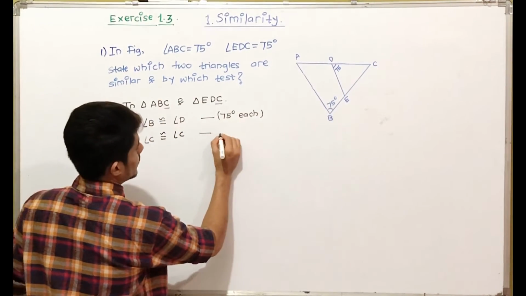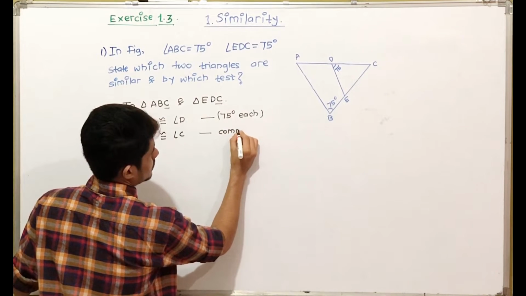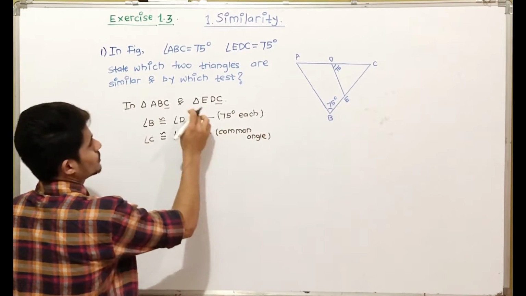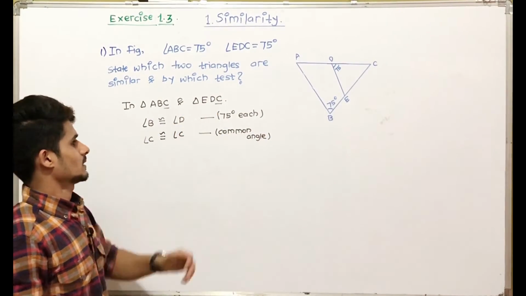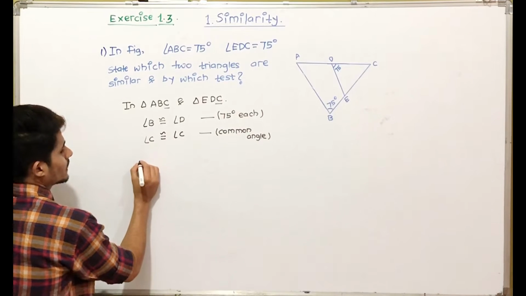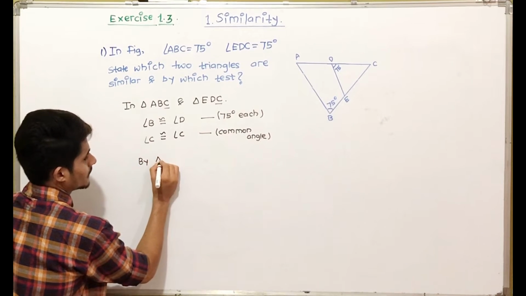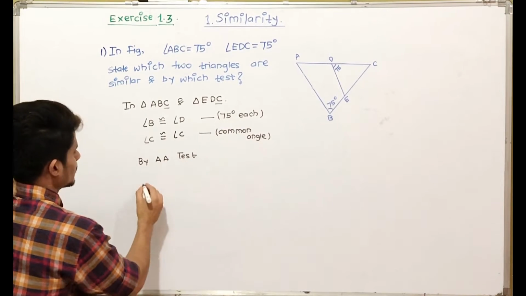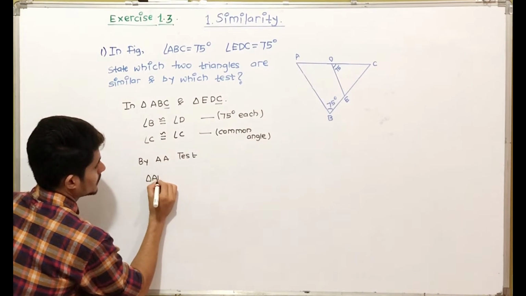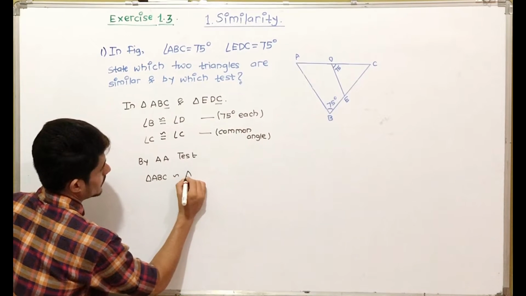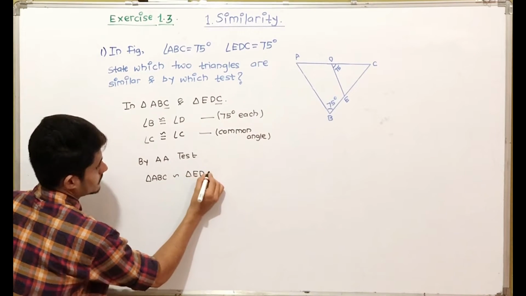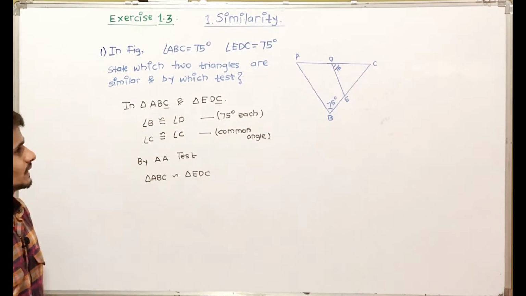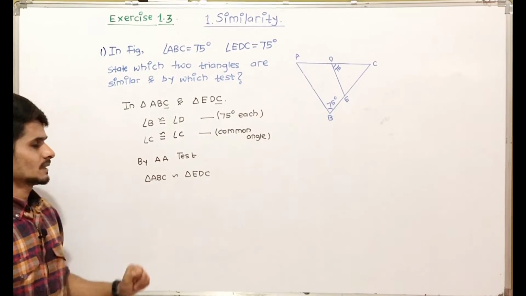Why? Common angle. Angle C is common in both the triangles. So now we can say that by AA test, that is angle test, triangle ABC is similar to triangle EDC.